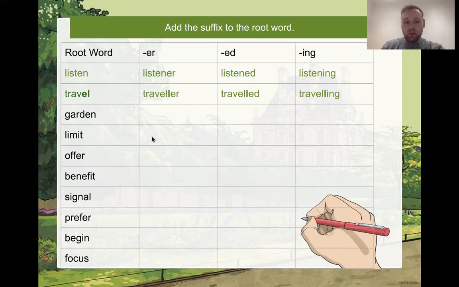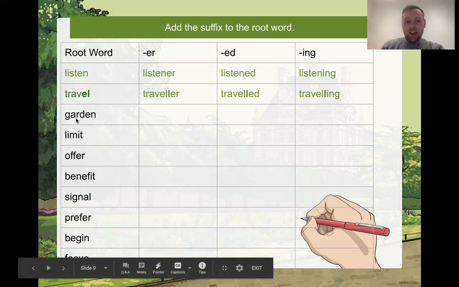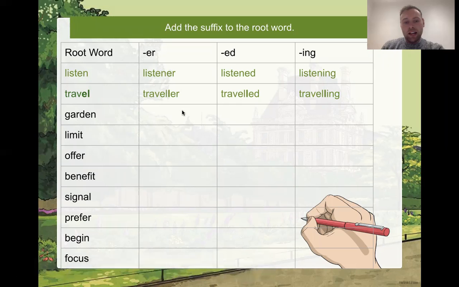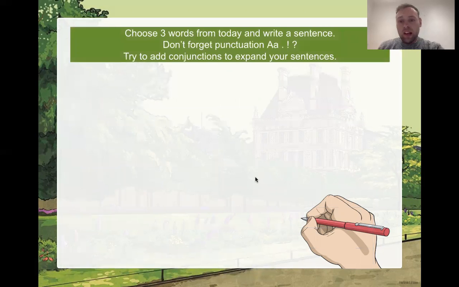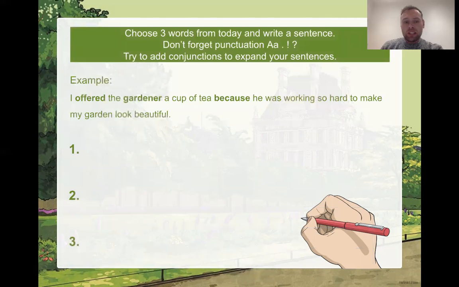Now be careful because some of them might not have one for each. So for example, we might not say limiter. That doesn't sound quite right. Or we might not say offerer. Okay, so just be careful, but think, here's my root word. I'm going to add to it. How do I spell it? Here's my root word. I'm going to add ed to it. How does it look?